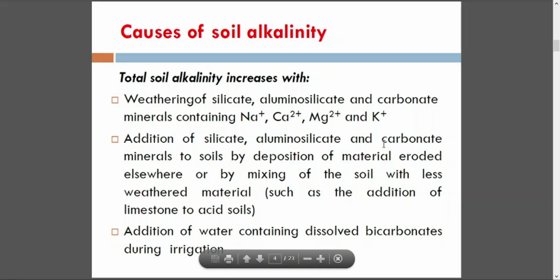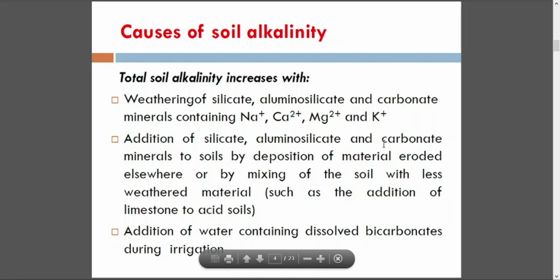We can also increase alkalinity by mixing soils with less weathered materials, such as addition of limestone in acidic soils. We can also have an increase in alkalinity by addition of water, which contains dissolved bicarbonates, during the process of irrigation or watering of plants.